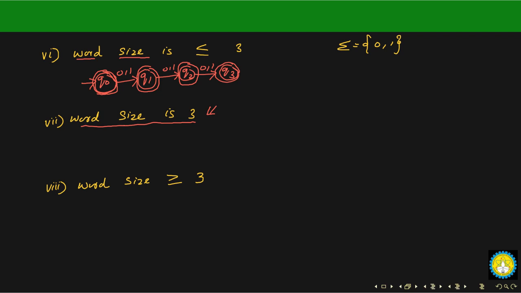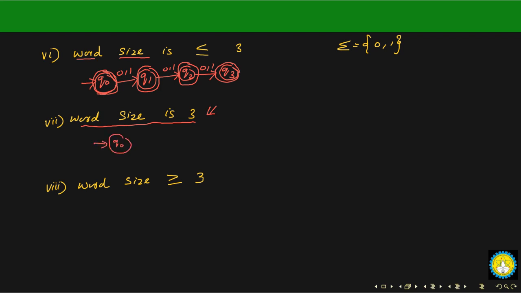And it's very important that you should not provide any transitions from Q3. If you provide any transition, then it will accept words having size more than 3, right? So this is going to be the end of it. So the word size exactly 3 is very trivial. We have already seen it. We can actually draw it.